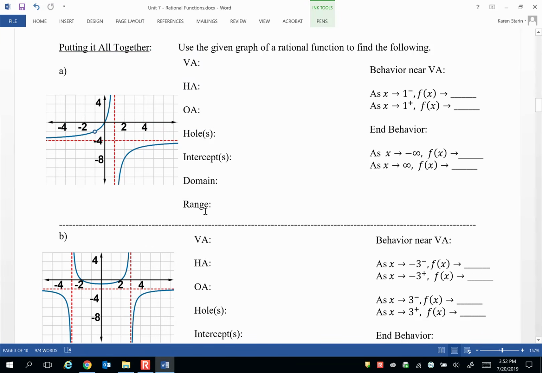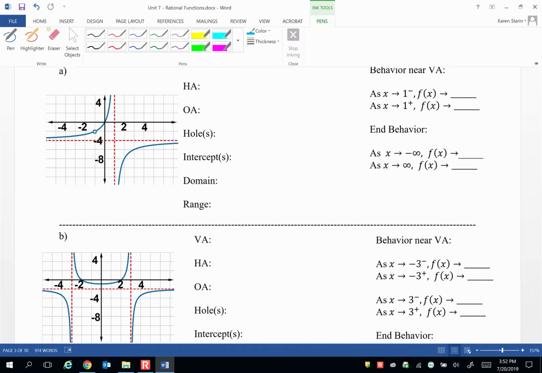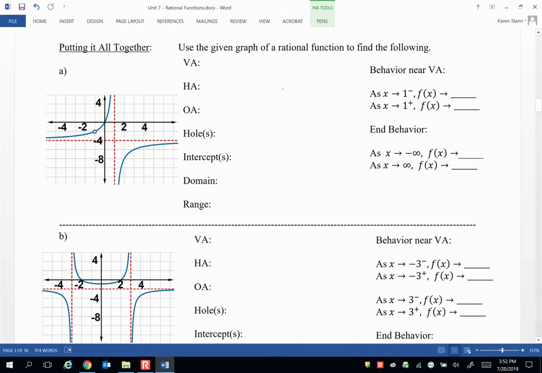Let's put this all together. We'll use the given graphs of a rational function to find the following. So what we're going to do is read these graphs. Let's write the equation of the vertical asymptotes. Let me grab my pen here.